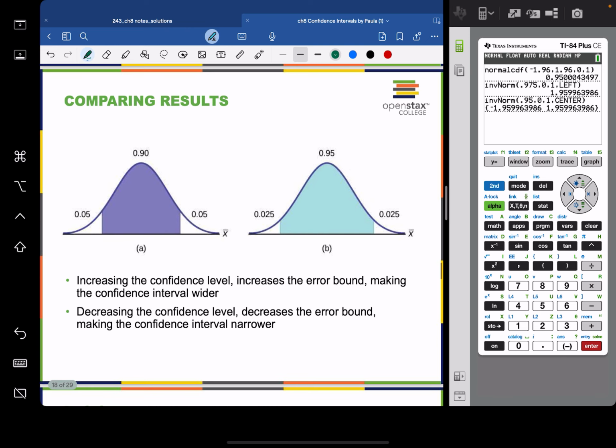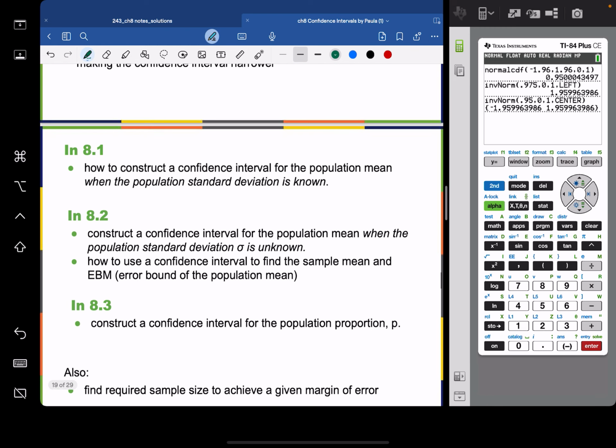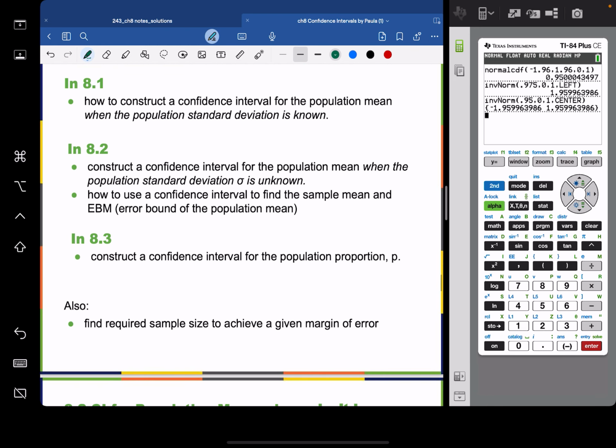And this is something that I said before, so again, increasing the confidence level increases the error bound and the confidence interval gets wider. So there's a 90% confidence interval and there's a 95% confidence interval. And again, there's an overview of what we're covering in Chapter 8.